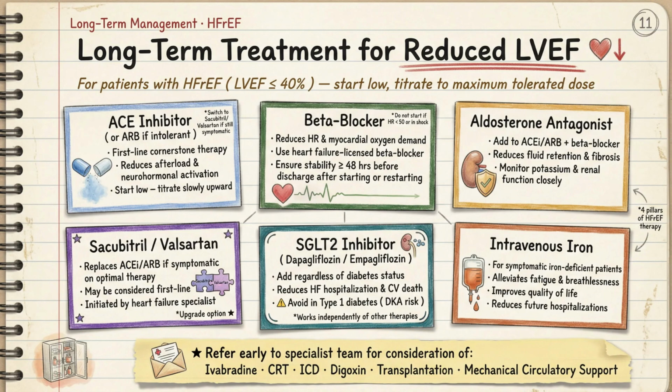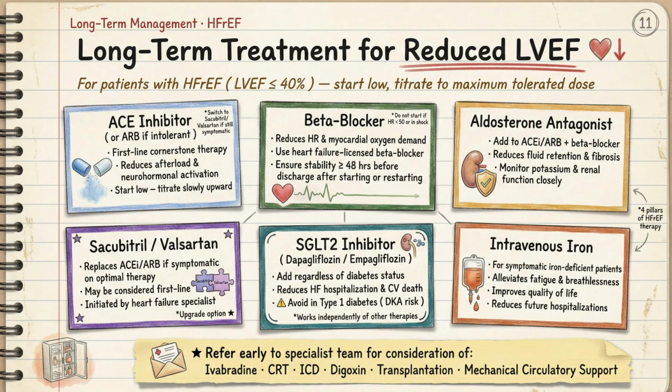Now we turn to long-term management, specifically for patients with HFrEF. LVEF at or below 40%. The principle: start low, titrate to the maximum tolerated dose. The 4 pillars of HFrEF therapy. Pillar 1, ACE inhibitor, or ARB if intolerant. First-line cornerstone therapy. Reduces afterload and neurohormonal activation. Start low, titrate slowly upward. If the patient remains symptomatic on optimal ACE dose, switch to sacubitril valsartan.